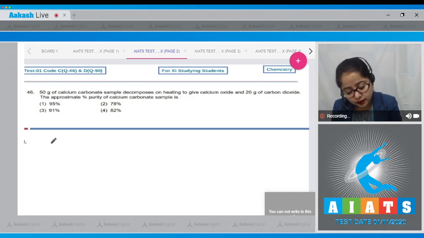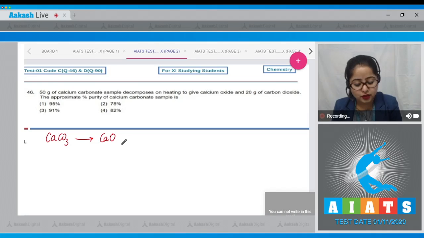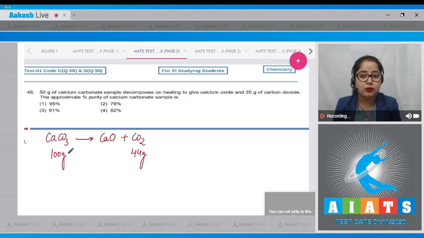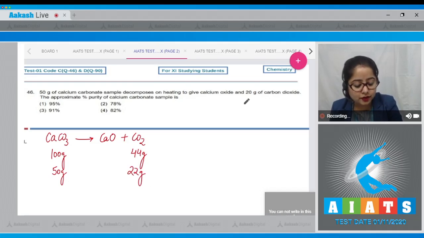I'm writing it. 1 mole of calcium carbonate on decomposition gives 1 mole of calcium oxide and 1 mole of carbon dioxide. That means 100 gram of calcium carbonate will give 44 gram of carbon dioxide because the molar mass of calcium carbonate is 100 gram and the molar mass of carbon dioxide is 44 gram. That means if calcium carbonate is 50 gram, the amount of CO2 released will be 22 gram. But here it is given that 20 gram of carbon dioxide is given when 50 gram of calcium carbonate sample decomposes. So here we can calculate percentage purity.